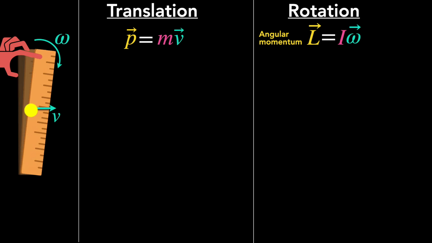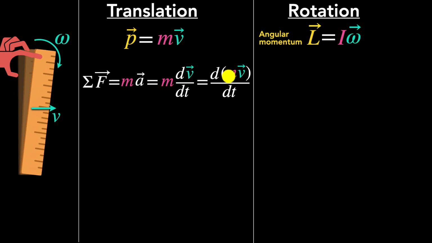How do we figure out how much linear momentum it gains after we flick it? Well, we can use Newton's second law. Newton's second law says the net force acting on an object equals mass times the acceleration of the object. What's the acceleration? Well, acceleration is the rate at which the velocity is changing. So it is m times dv over dt. And since m is a constant, I can put it inside the derivative and call this d over dt of mv.